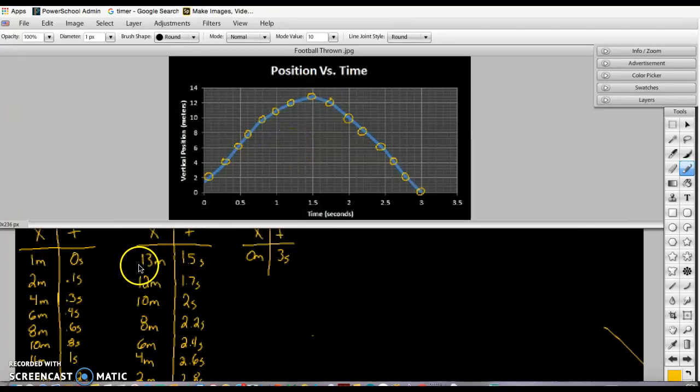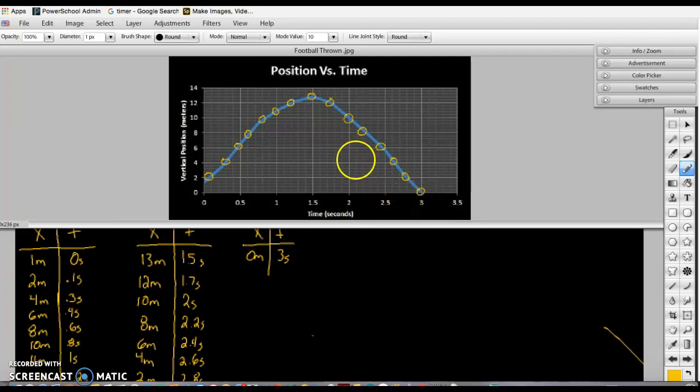So at 13 meters, it was at 1.5 seconds. At 12 meters, as it starts to go down, 1.7 seconds. At 10 meters, 2 seconds. At 8 meters, 2.2 seconds. At 6 meters, 2.4 seconds. At 4 meters, 2.6 seconds. And at 2 meters, the ball is at 2.8 seconds. And as you can see here, at 0 meters, that's right here, it's at 3 seconds.